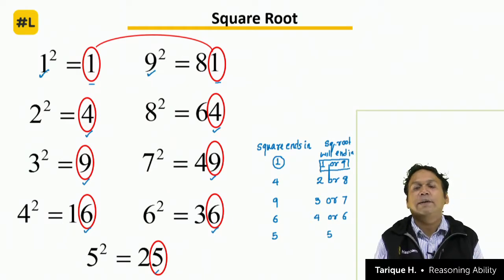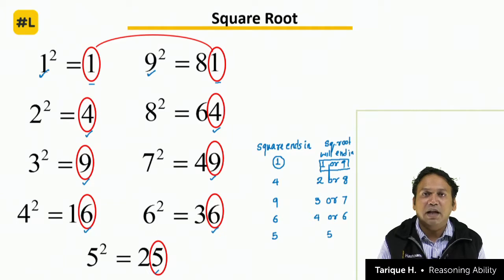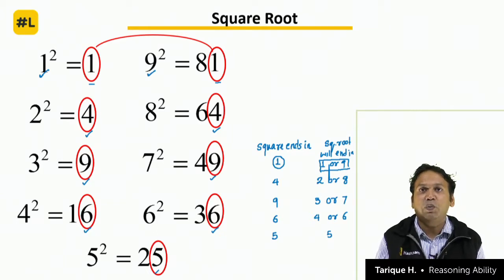That's what this table is telling. If the last digit of the square is 4, then the last digit of the square root will be either 2 or 8.